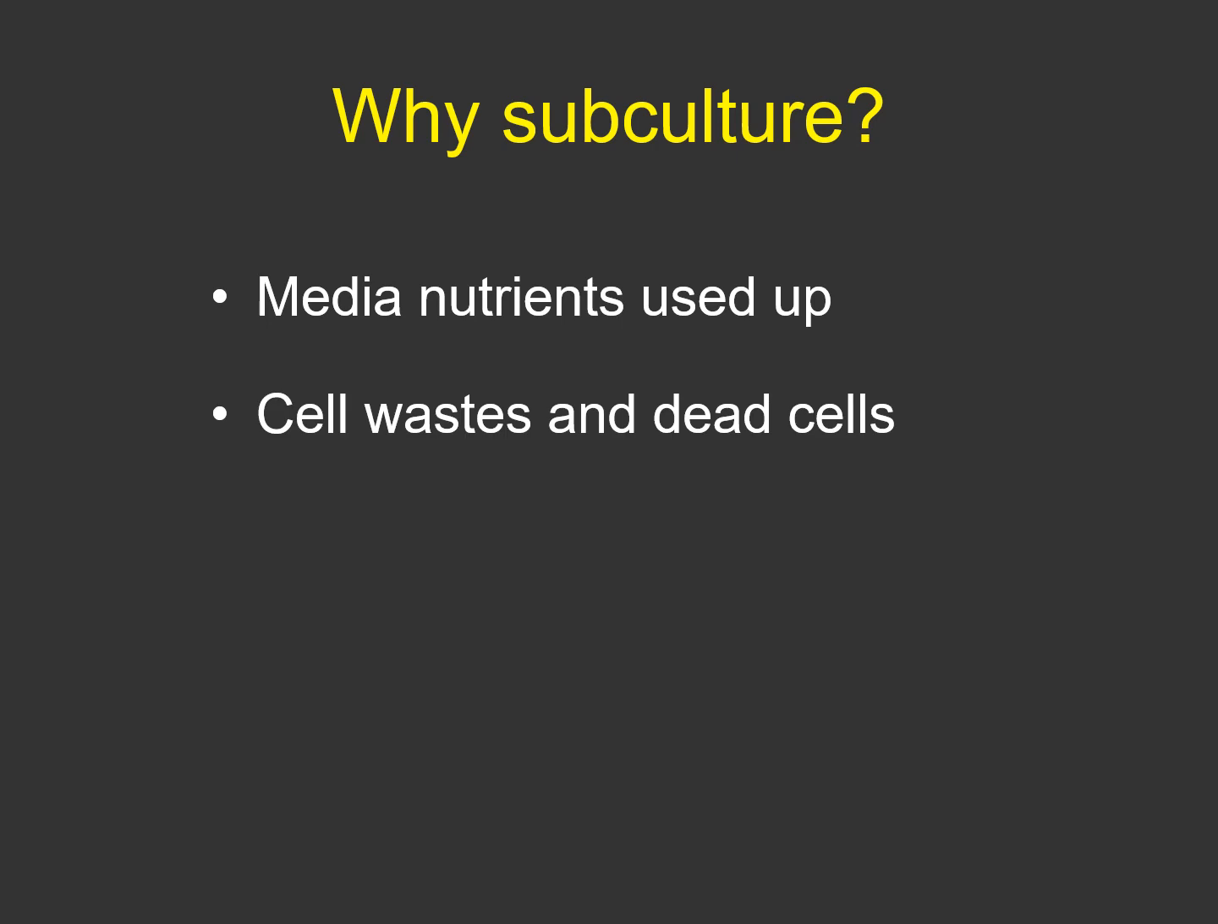Second, the cell releases wastes, and so we need to get rid of those wastes, as well as some of the dead cells. By subculturing, we get rid of those. And then finally, cells don't like to be too crowded. If they get too crowded, there's a phenomenon known as contact inhibition, and they just stop growing because they're contacting cells on other sides, and they're sort of squished in.